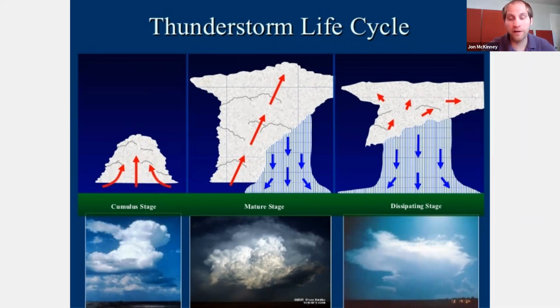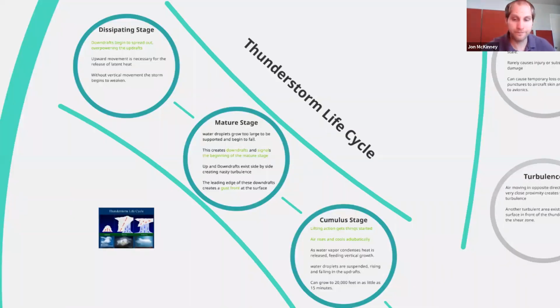So this is a question you'll hear again and again: the 3 ingredients to create a thunderstorm, and then the 3 phases of the thunderstorm. Typically, the next conversation would involve microburst.